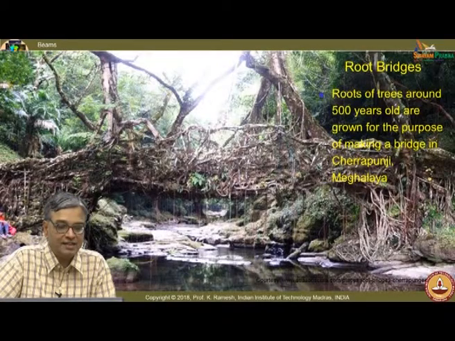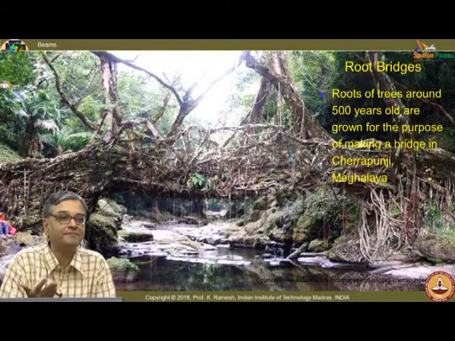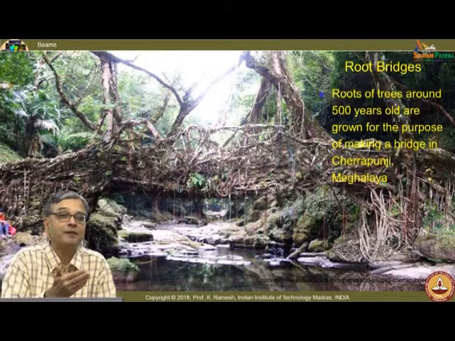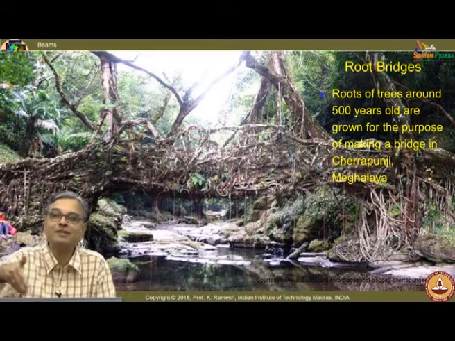And there is also another interesting bridge. This bridge is made of roots. Roots of trees around 500 years old are grown for the purpose of making a bridge in Cherrapunji, Meghalaya, which is known for the heaviest rainfall in India. And the locals were very clever. They had made this, and you can understand from a solid mechanics point of view, engineering mechanics point of view, whenever I have a transverse loading, that structure behaves like a beam.